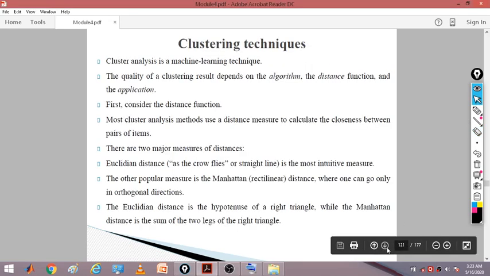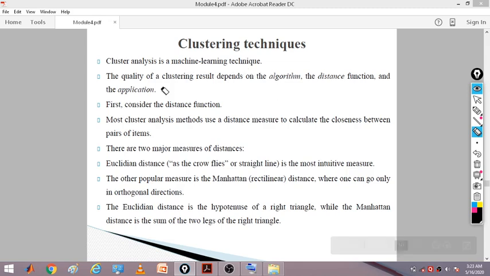Now clustering techniques, that is cluster analysis, is used as a machine learning technique. The quality of clustering results depends on the algorithm we use to find the clusters, the distance function we use to measure the distance from an object to the centroid, and what application we are going to use. First we consider the distance function. Most cluster analysis uses a distance measure to calculate the closeness between a pair of points.